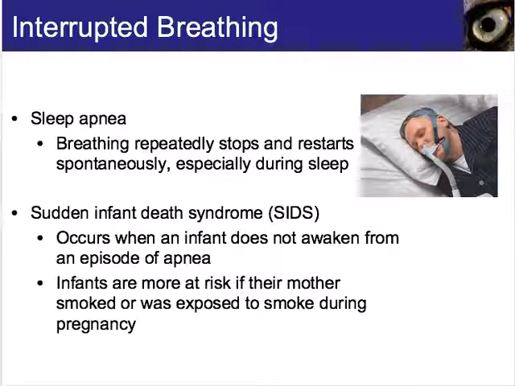The other one is sudden infant death syndrome, or SIDS. This occurs when an infant doesn't awaken from an episode of apnea. So literally the infant just stops breathing in the middle of the night. Infants are more at risk if their mother smoked or was exposed to smoke during pregnancy. Infants are also at risk if you use bumpers in the cribs or if the child rolls over into a blanket where it's difficult for them to roll back out.